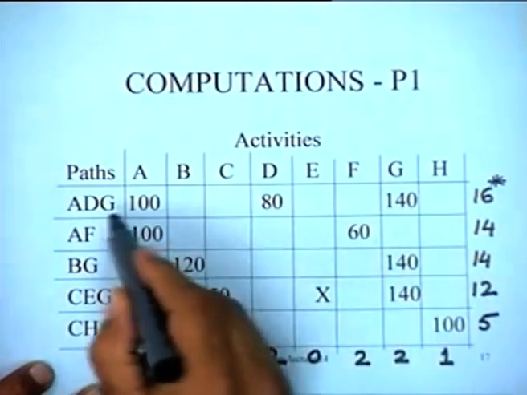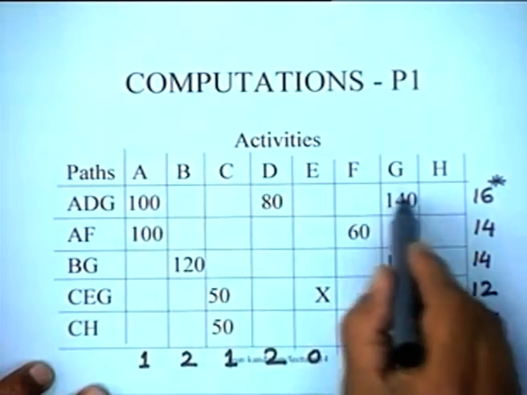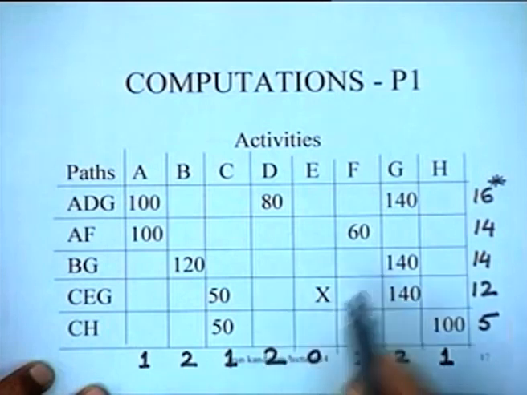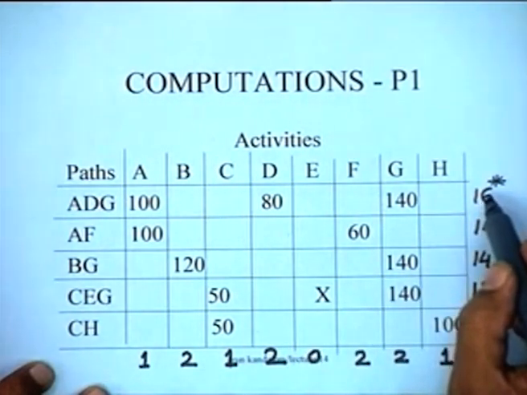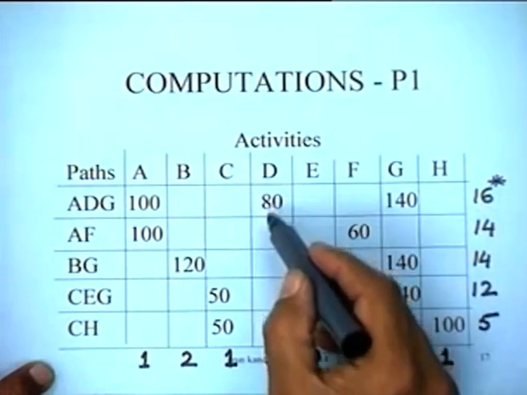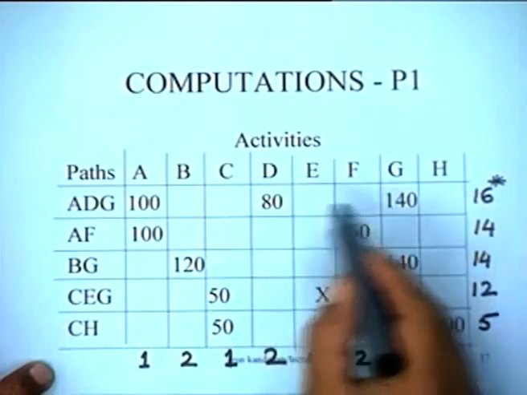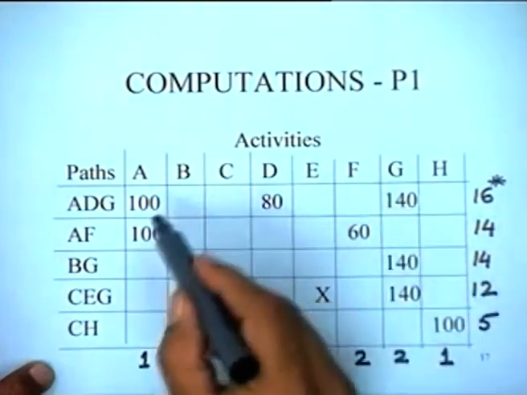We look at this row and we find that obviously D, which is the smallest value here, can be crashed by 2 days, and that will reduce the duration of this path from 16 to 14. And that is obviously the cheapest, because other ways of reducing the duration of the path are more costly. That was the logic for putting the cost slopes here.